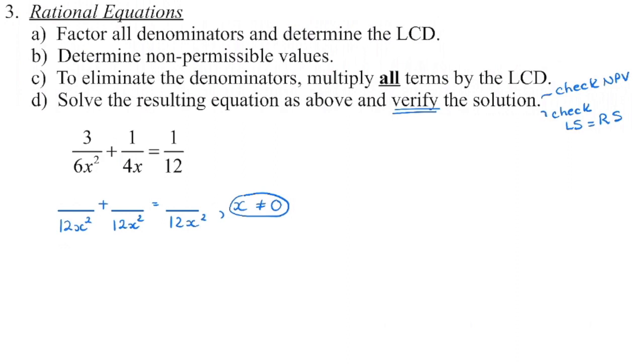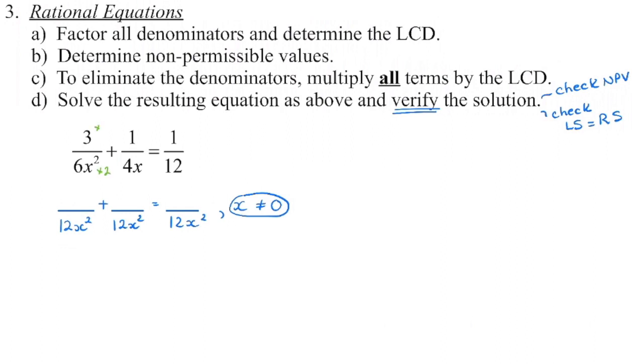And then I can also see that that means x cannot equal 0, otherwise my denominator is 0, which just isn't possible. So my non-permissible value is crucial here because we're going to now come back to this in the last step. Now I need to figure out what my numerators are. So I'm going to take a look at my fractions and I'm going to say, okay, 6x squared, what did we multiply that by to get to 12x squared? And we can see that it was 2.